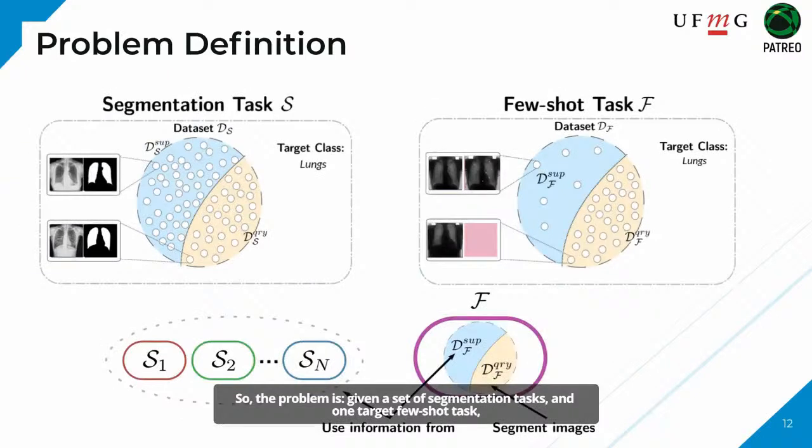So the problem is, given a set of segmentation tasks and one target few-shot task, we want to segment the few-shot query images using information from the segmentation tasks and the sparsely labeled few-shot support images.